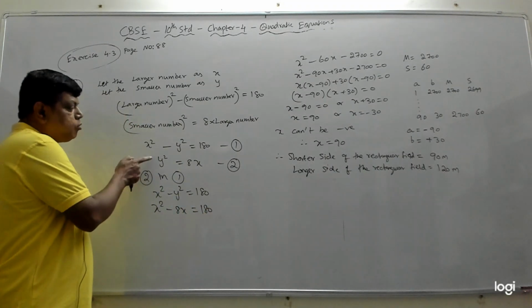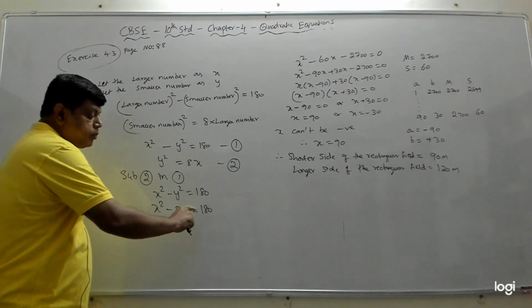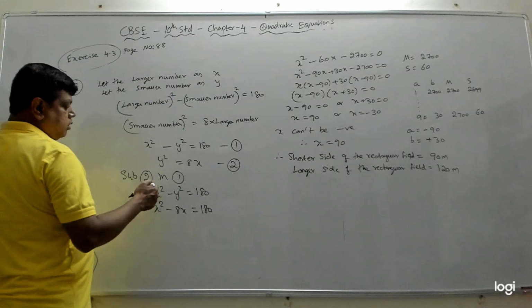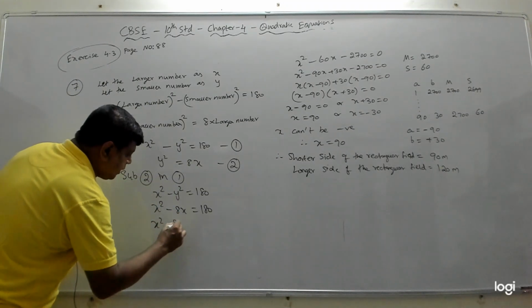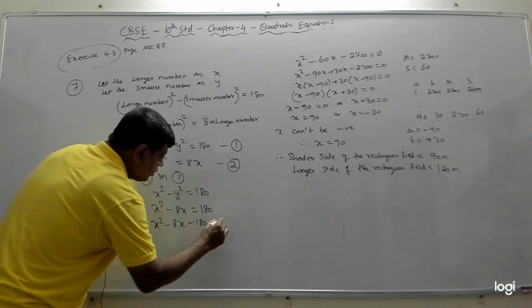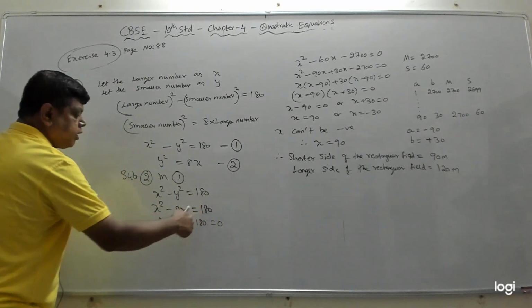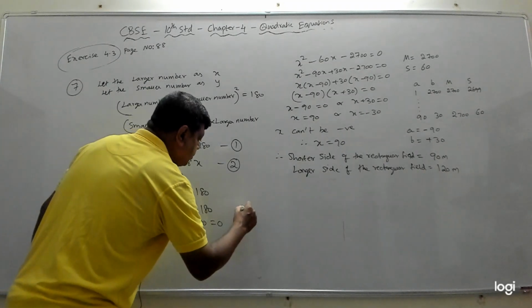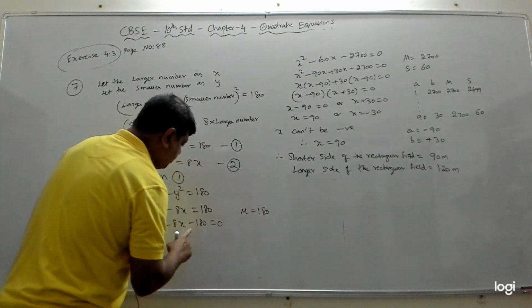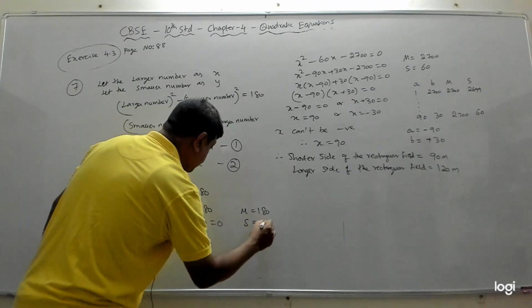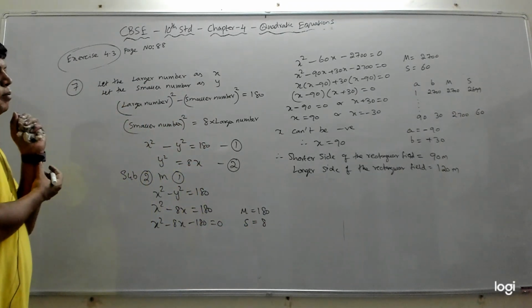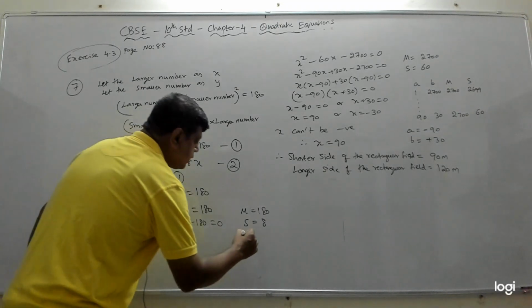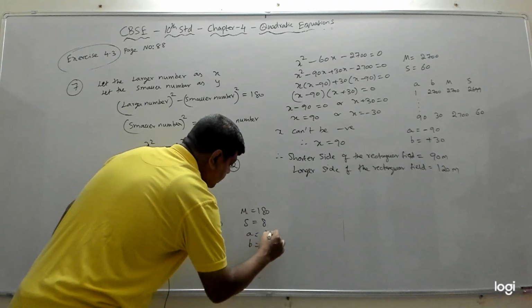So we have to somehow eliminate one of the variables and get an equation in only one variable. Now if you continue, x square minus 8x, this 180 comes to the left and becomes minus 180 equal to 0. Now we need to solve this by the method of factorization. When multiplied, I should get 180, and when subtracted, I should get 8. So what are the two numbers? They are 18 and 10.